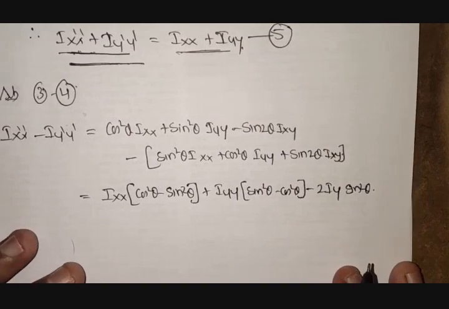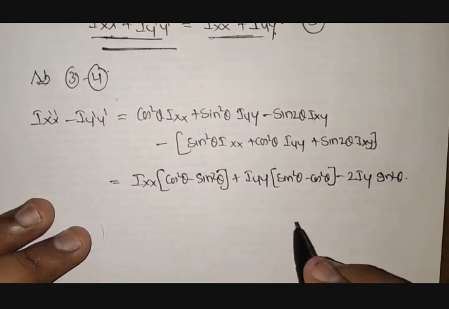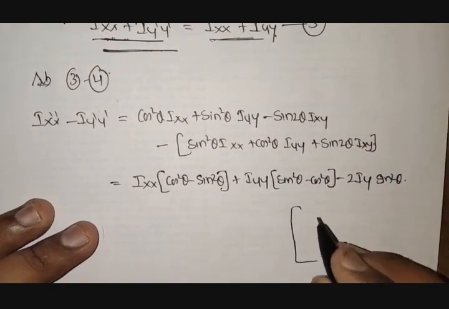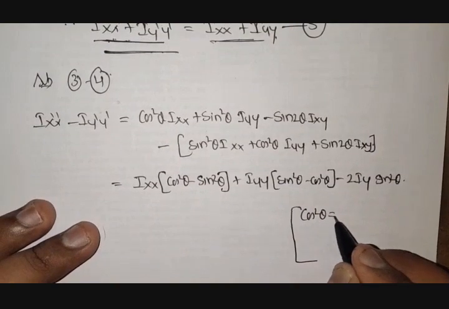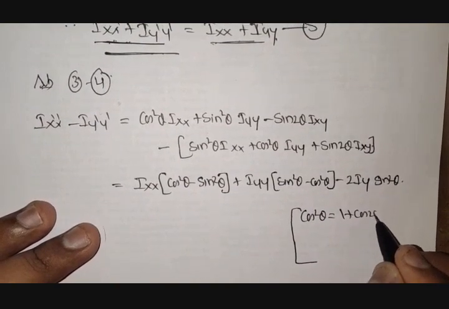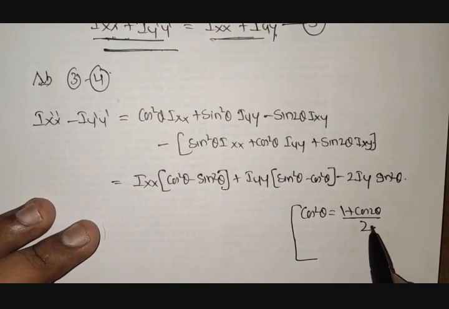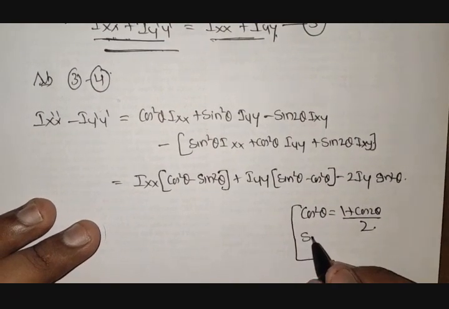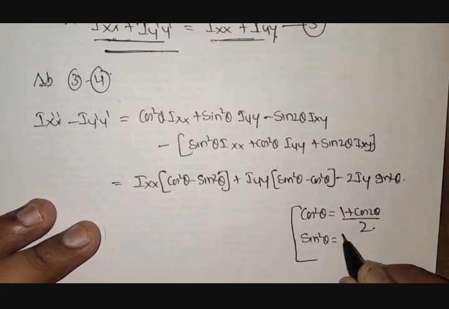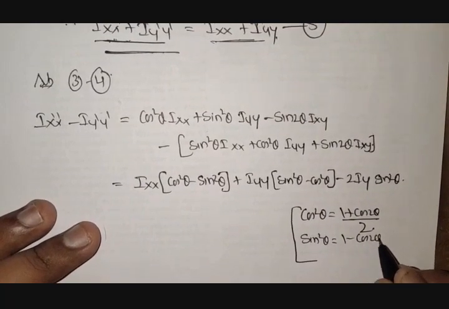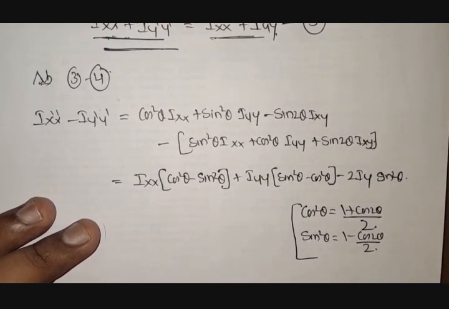Now, what is the value of cos square theta? The value of cos square theta is 1 plus cos 2 theta by 2. Similarly, sin square theta can be written as 1 minus cos 2 theta by 2.